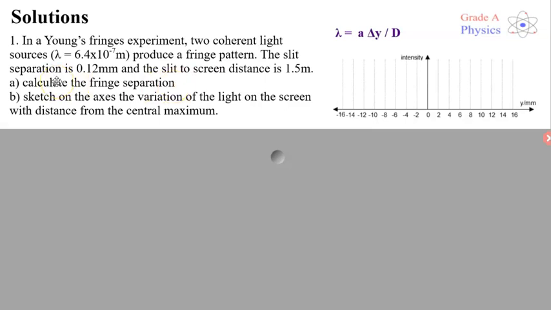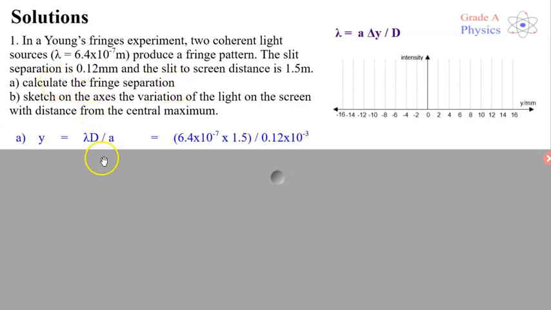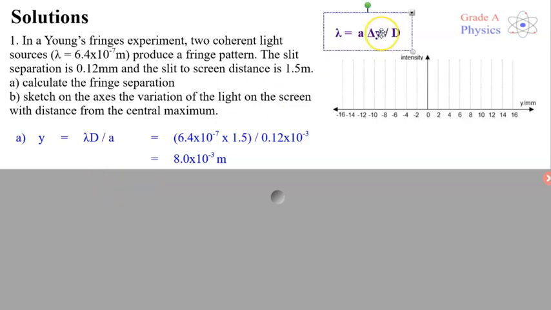So part A, really typical question: find the fringe separation. We have our formula up here. The fringe separation is y, or delta y, so we need to make that the subject. So y is equal to lambda D over a. We just substitute the values: lambda as given, multiplied by capital D, divided by a. Watch out for millimeters, 0.12 × 10^-3. In this case, we've got 8 × 10^-3, which sounds about right. We'd expect it to be a fairly small gap. So this is 8 millimeters, which seems about right.